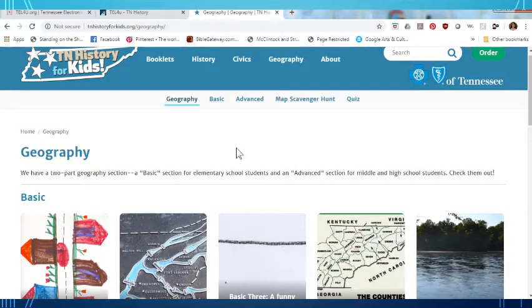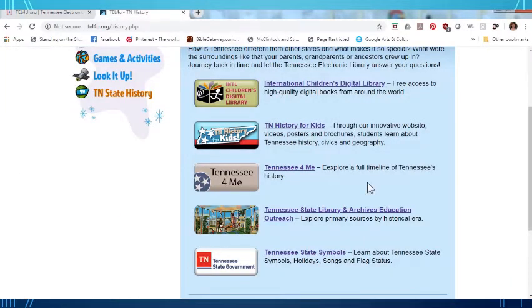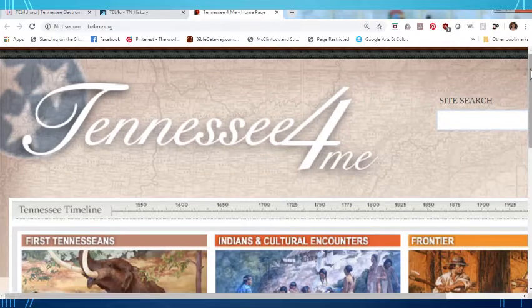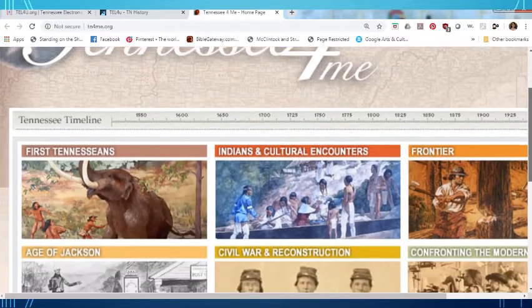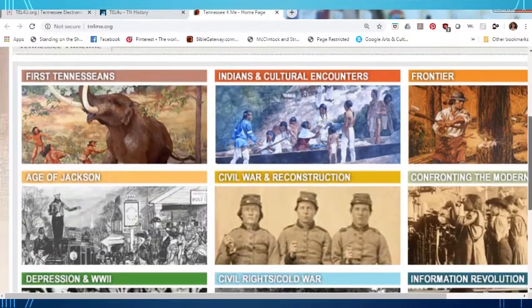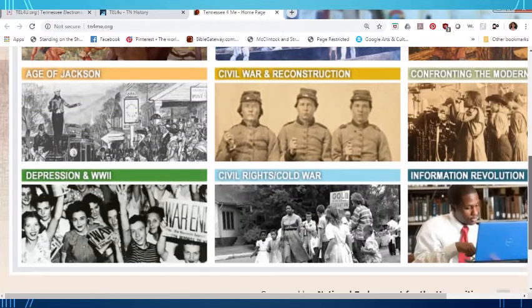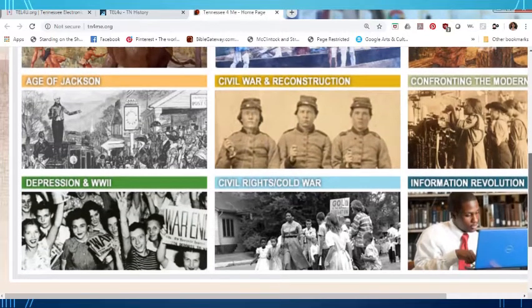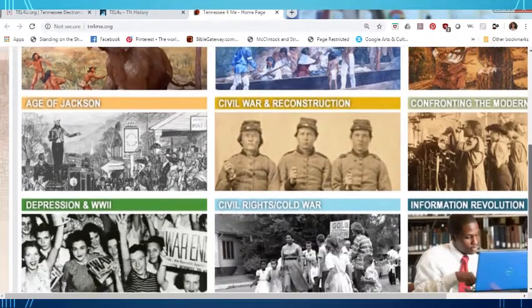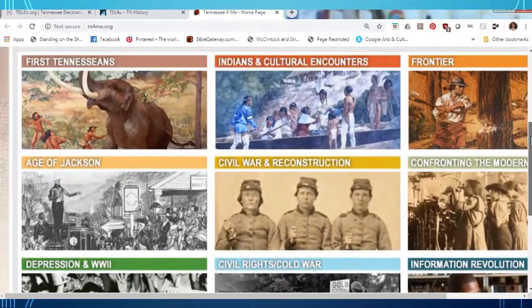Okay. I'm going to come out of Tennessee History for Kids and go to the next site that is interesting, and it's Tennessee for Me. Tennessee for Me, like a lot of the other sites we're going to look at today, divides history into different categories or different sections.